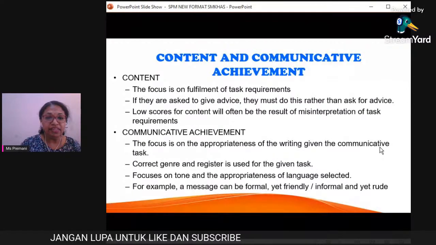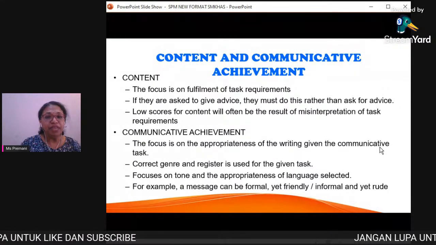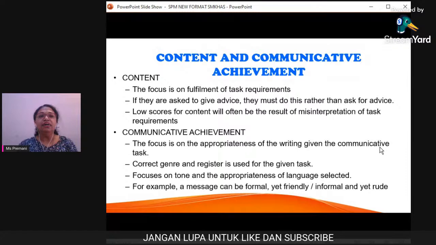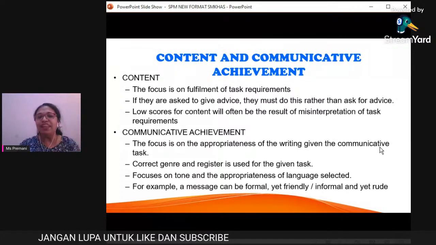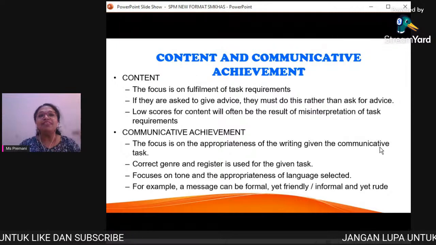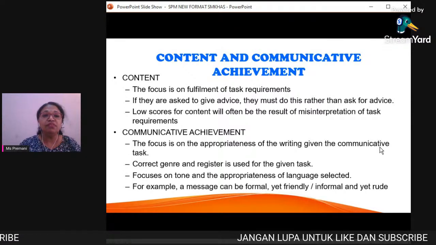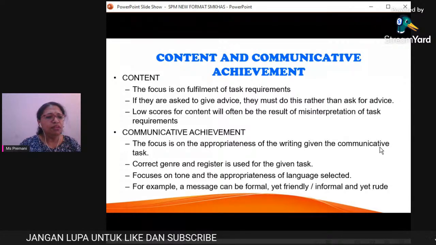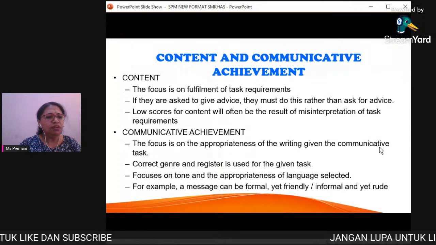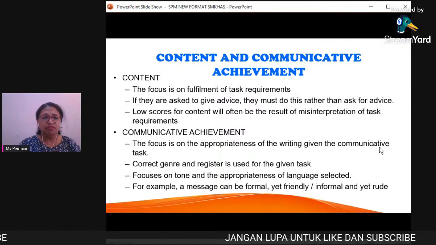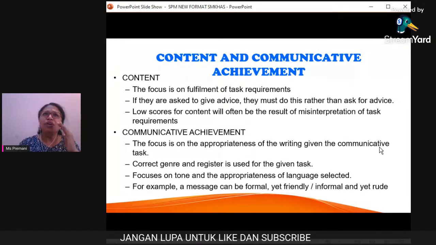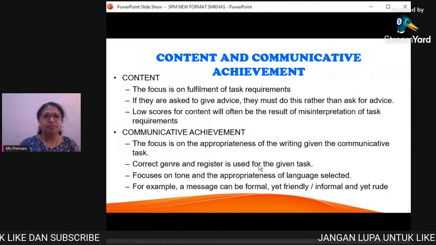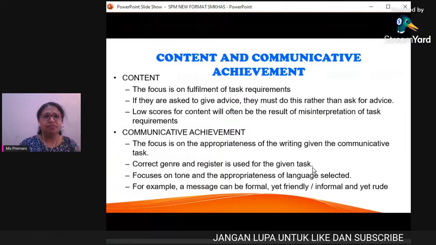Communicative achievement. The focus is the communicative task. Okay, here the communication, just now I told you, it's a short message and you should give advice. So the tone, the style of the language is advice. People read it and say, oh okay, this person is giving advice. Then they say, why is this fellow giving instruction, do this, do that, in a very strict way? If you don't do that, you will become a failure. So it's like you are not giving advice, but giving a very harsh instruction. Also cannot.